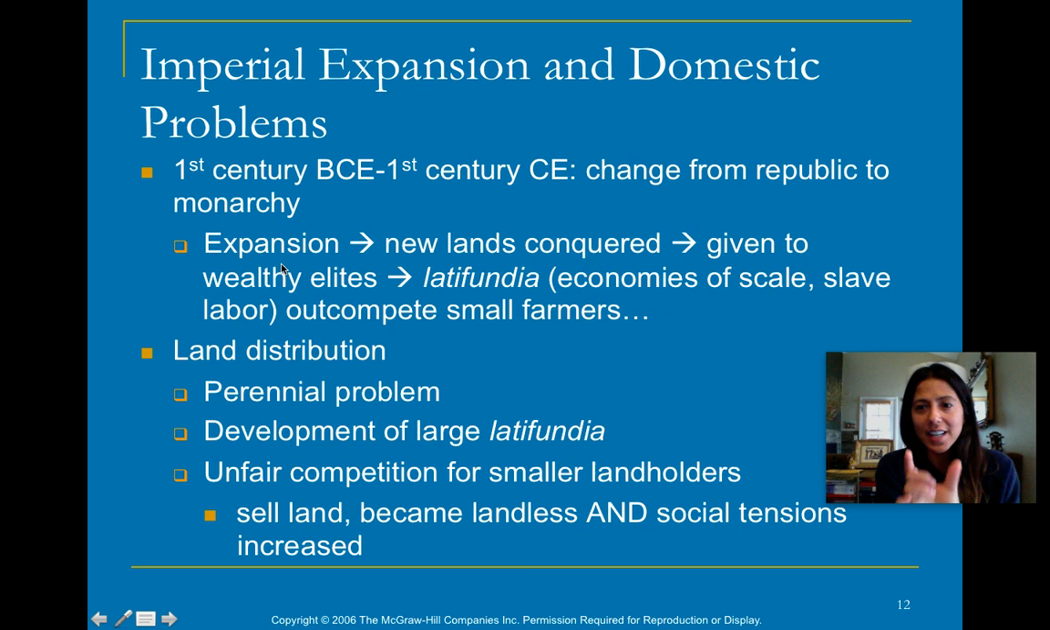So when they expand, they conquer new lands. A lot of times that conquered land was given to the wealthy elites, the patricians, and those patricians built large plantations, which are large farms called latifundia, which benefit from something called economies of scale. That's an economic term you learn in 12th grade, but for now, let me make it very simple for you.